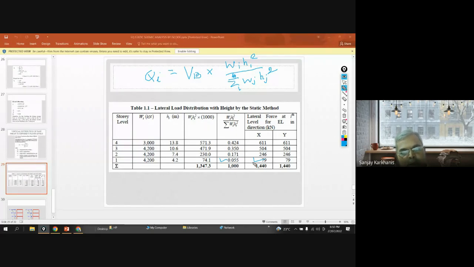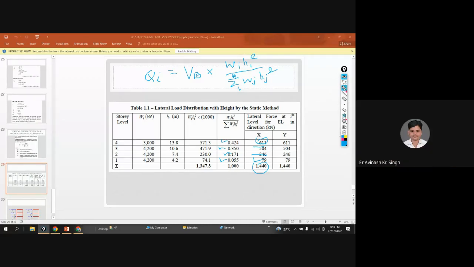So this is the VB that I am putting in this. VB multiplied by this, I can put it over here, and VB multiplied by this, you can put it over here. And again, you can find the summation equal to 1440. Clear? Yes, sir.